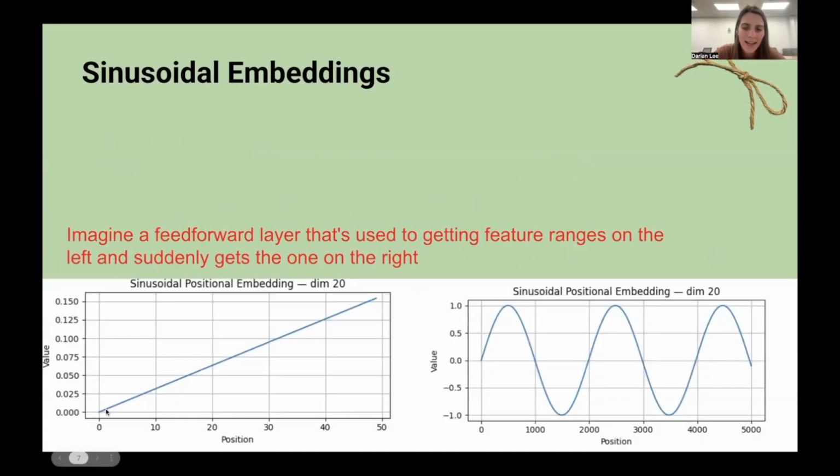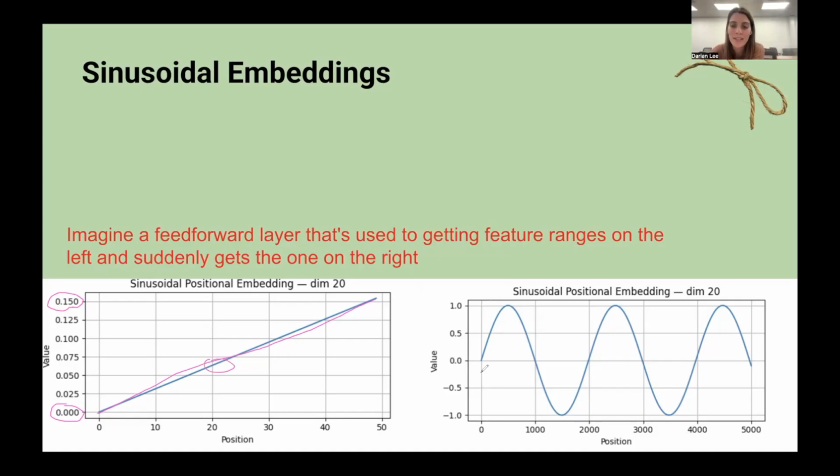However, I think a good way to think about this is imagine that we have a neuron in a feed-forward network that is always used to receiving input, like the input on this left graph. So you can see that the range is going to go from 0 to 0.15, so it's a pretty small range. And the input is always kind of going to look linear. It's always going to be just in this range, like a very linear value where 20 is always going to be around this area and so on.